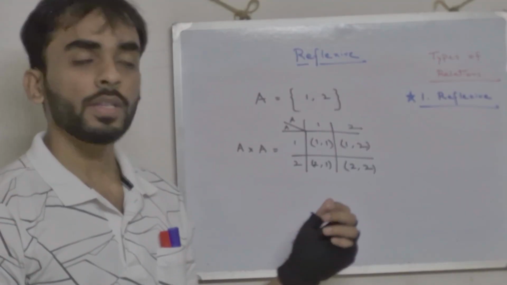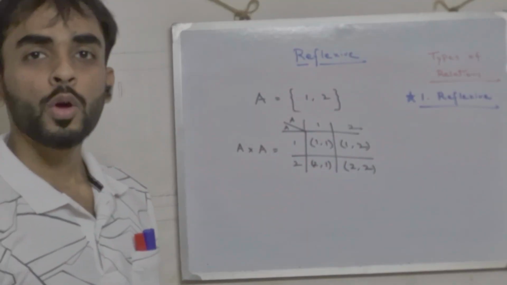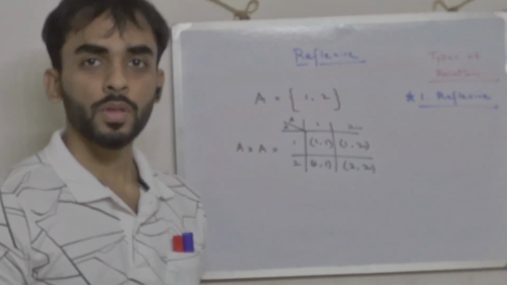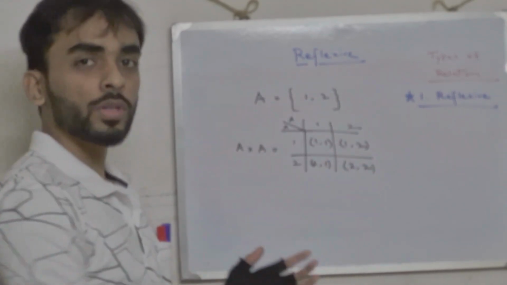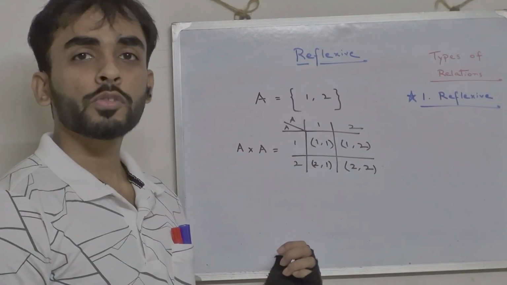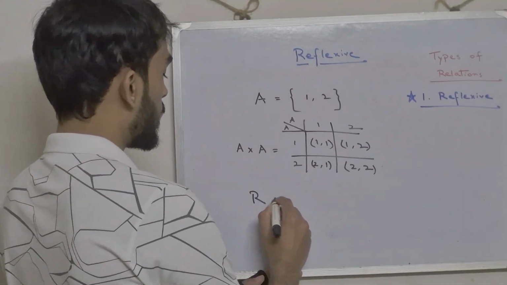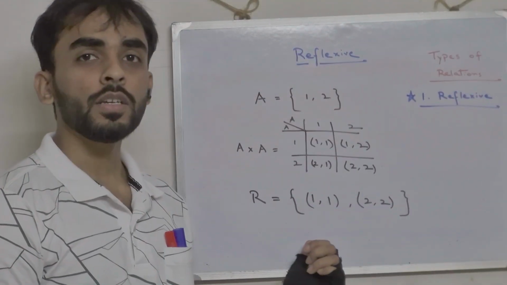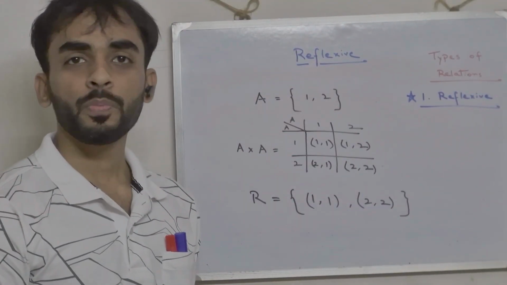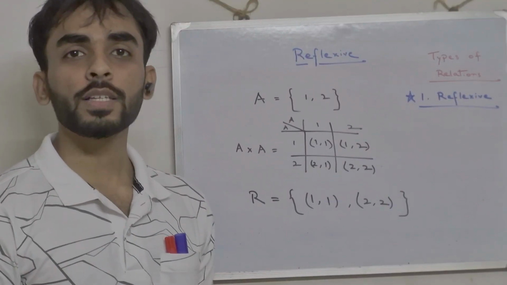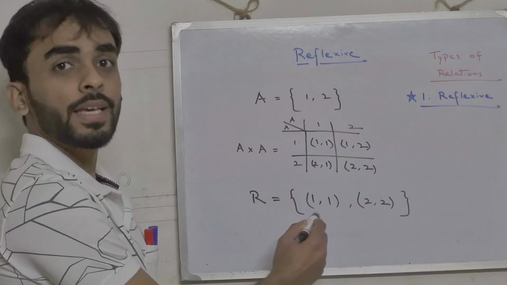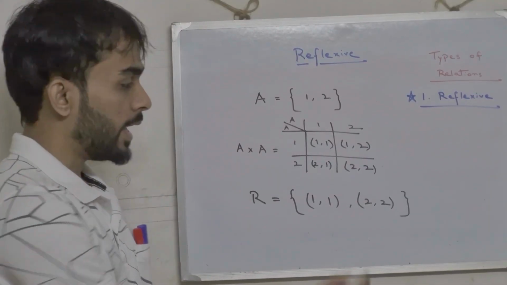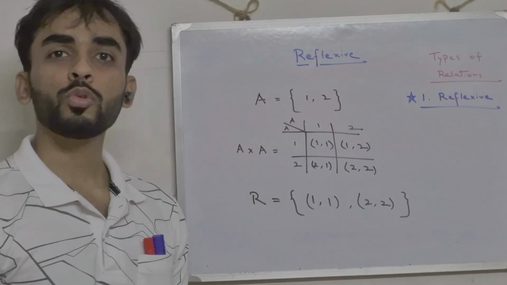A relation is basically selecting some from all of these ordered pairs. So, selecting a subset from the total set of ordered pairs. So, for this relation R, we have selected 1, 1 and 2, 2. This is known as a reflexive relation because every element of A is related to itself. Every element of A is related to itself.